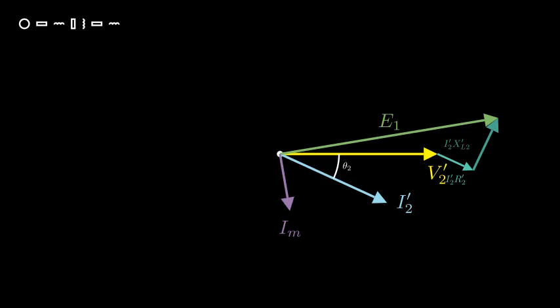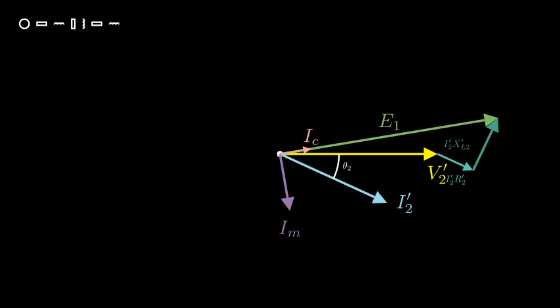Now, let's think about what it takes to create that E1 voltage in the first place. Even with no load, the transformer needs to draw a little current. Part of this is the magnetizing current, IM. The physics of induction dictates that the induced voltage, E1, leads this magnetizing current by 90 degrees.